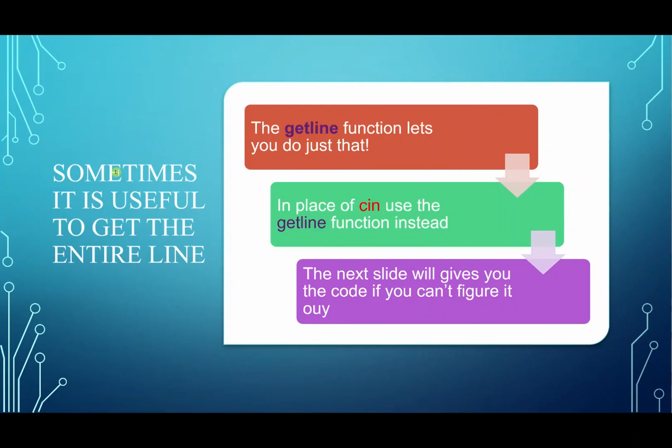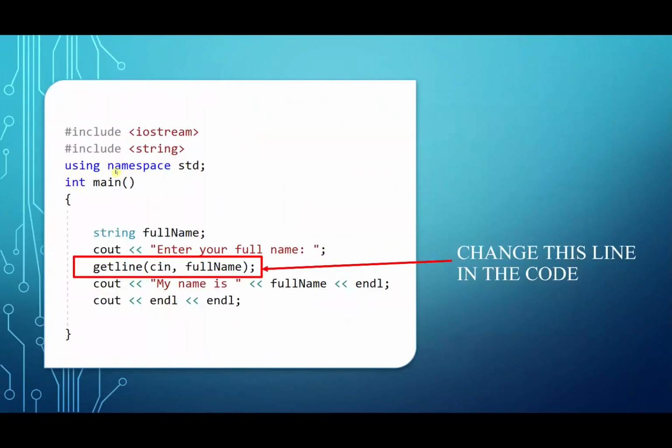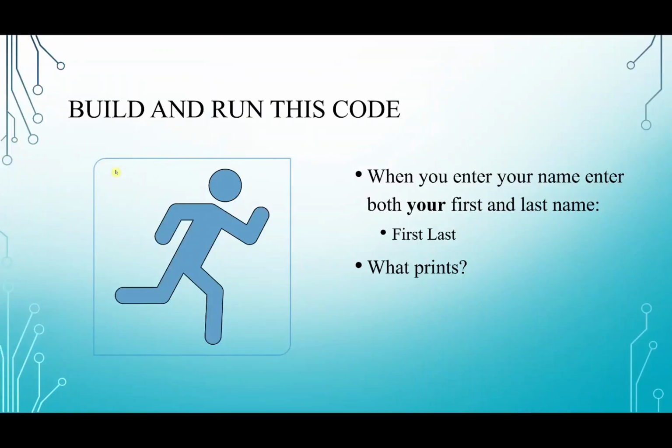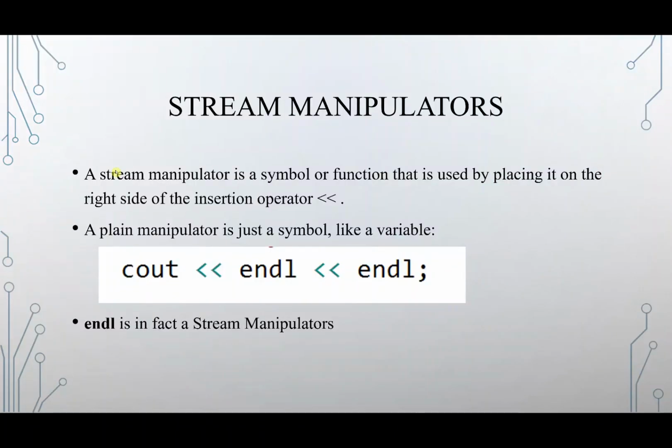You don't need to use getline if you're asking the user for just one input value, like a number. Give me a number. Then cin is better, and cin is faster actually. If you're looking for speed, cin is faster than getline if you have a big code. So here it is. We changed this line in the code, and we built and ran our code, and eventually we got the full name.